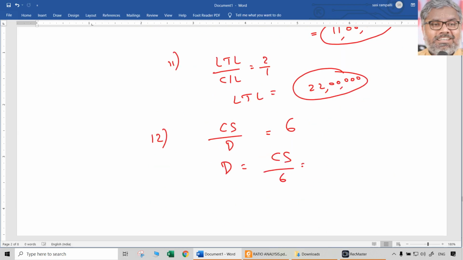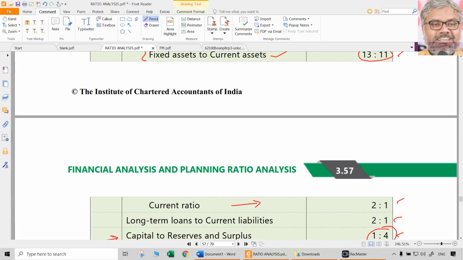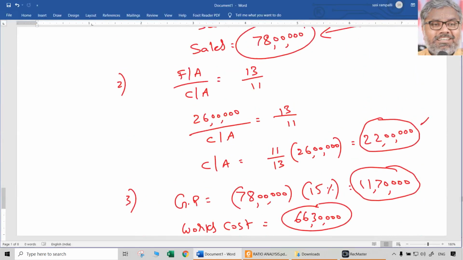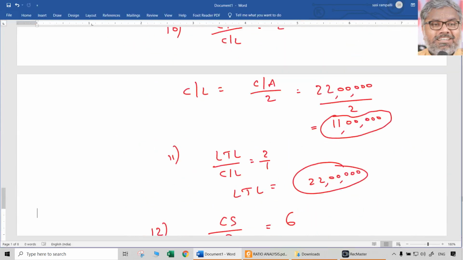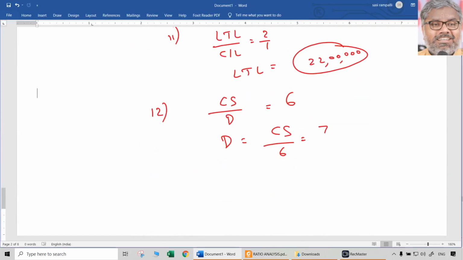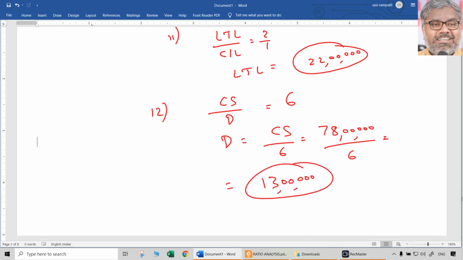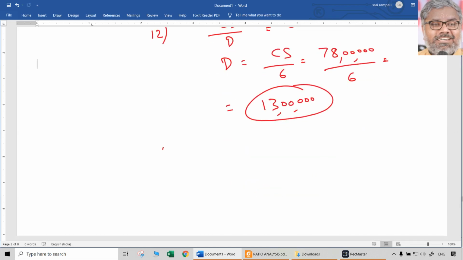Then how much will be debtors naturally? Credit sales by 6. How much are credit sales? All sales are on credit. How much are sales? That we know already, 78 lakhs. 78 lakhs divided by 6 is how much? 13 lakhs is going to be the debtors. So one of the current assets we got.